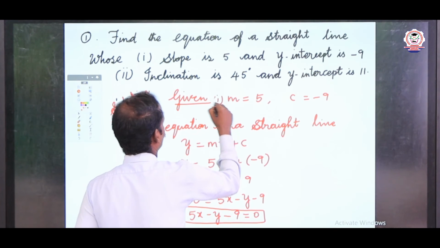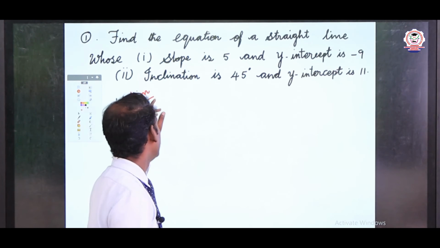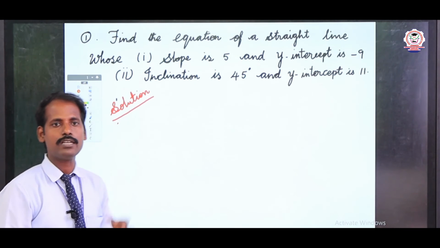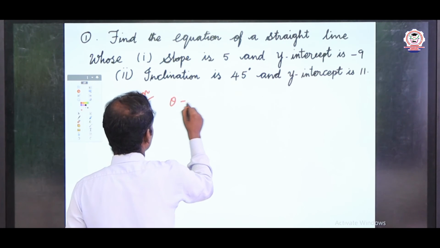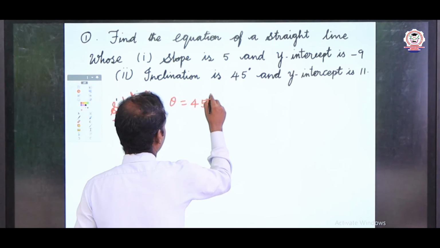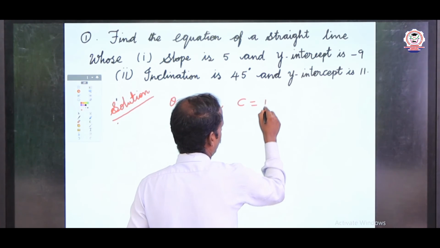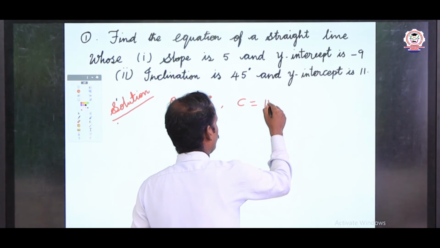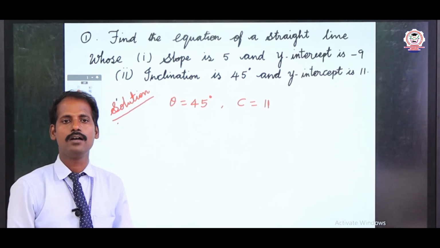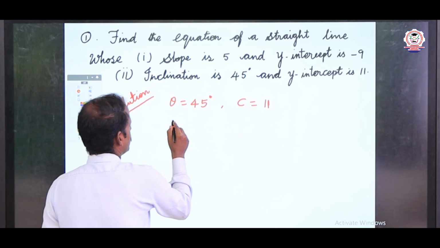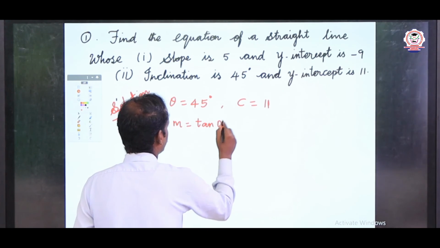Now the second sum. What is the second question? Inclination is 45 degree. What is inclination? Here inclination is theta. So theta value is 45 degree and y-intercept is 11. So y-intercept means here c value is 11. Now we can find the slope. So how to find the slope? Here the given value is theta, so we can use the formula m equal to tan theta.